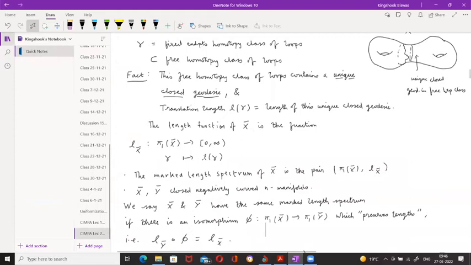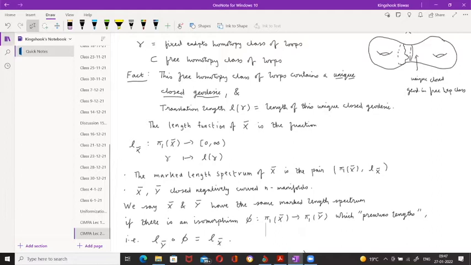So you can think of it in two ways. Either the length of gamma is the translation length for the action on the universal cover, that's when you think of gamma as an isometry acting above. Otherwise, you think of gamma as a based homotopy class of loops below. Then that based homotopy class of loops is contained in a unique free homotopy class of loops. That free homotopy class of loops contains a unique closed geodesic. And this L of gamma is the length of that closed geodesic.